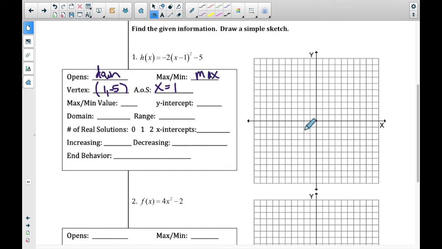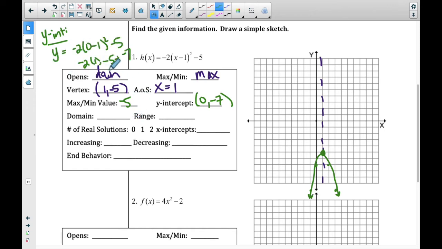Let's take a second to graph what we have. Okay, now that we've graphed what we have, we can very easily see the rest of the information. So our max value is -5. The y-intercept is -7. I can see that by graphing, but I also could get that by plugging in. In fact, let's go ahead and take a second to plug that in to see how to do it. It's the same as we've always been doing those. We're going to plug in a 0 for x.